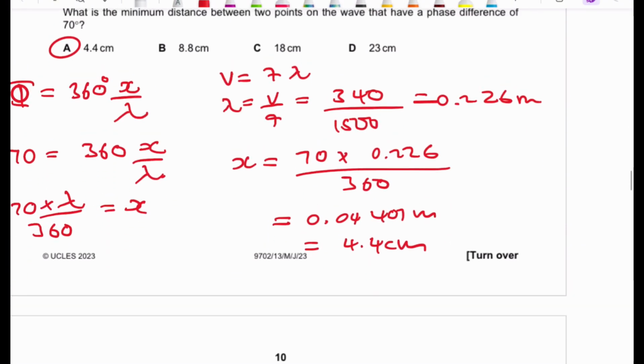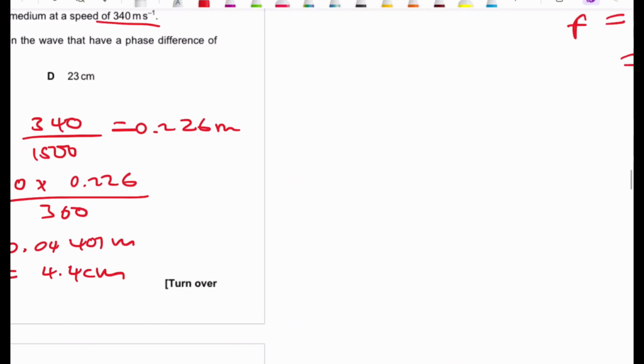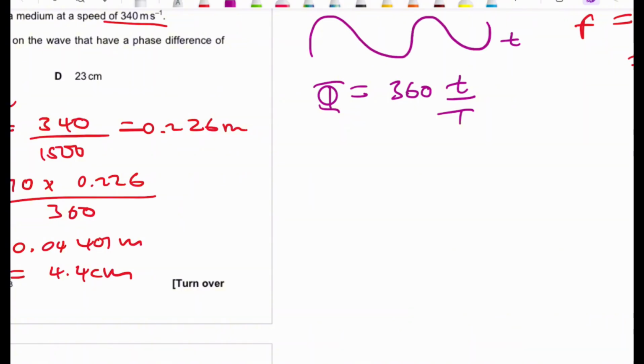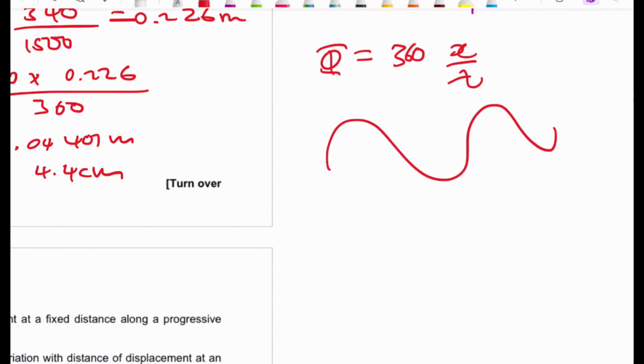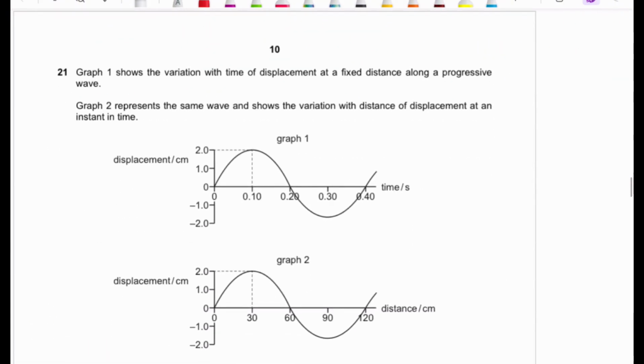So just be thinking of those laws, right? Phase difference is 360 x over lambda. It can also be 360 t over T, the period, like that. But this is only for a displacement time graph, right? So if it's a displacement time graph, that's when you use that. But your phase difference is 360 x divided by lambda when you're dealing with a displacement distance graph, right? So very important for you to be thinking of that.